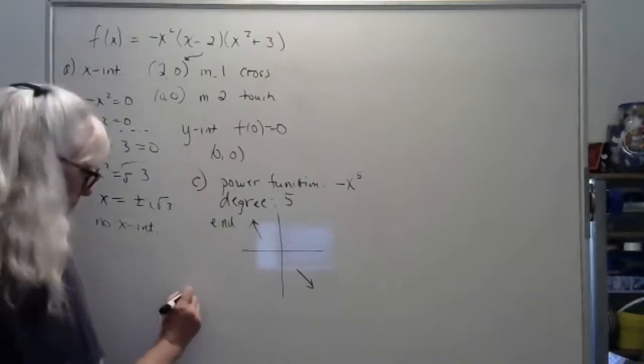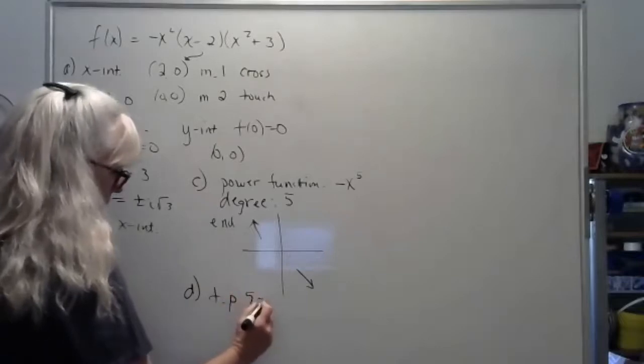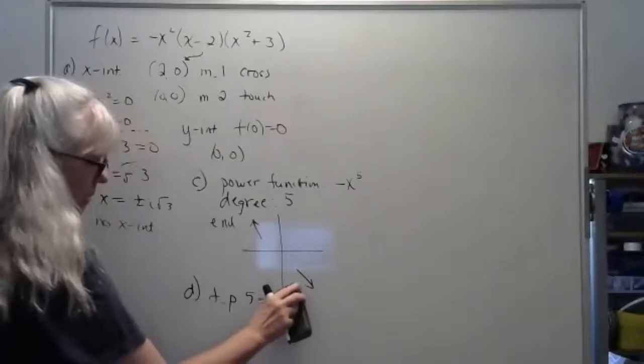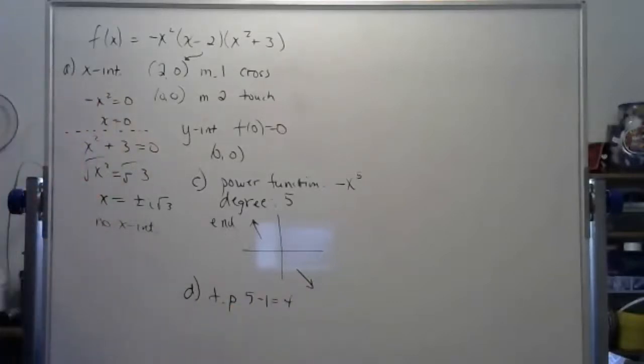Okay. Part D is the turning points. So at most, it's going to turn 5 minus 1, which is 4 times. So at most, it'll turn or change direction 4 times. Part E is to investigate what's going on. We kind of already know what's going on because we talked about the touching and the crossing.